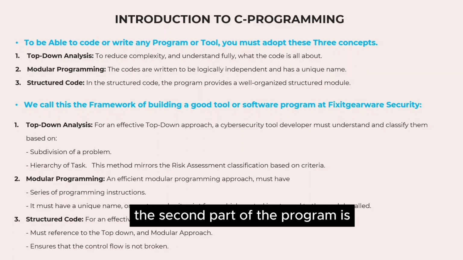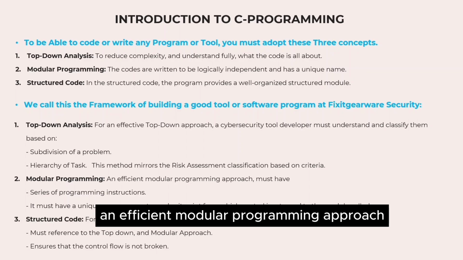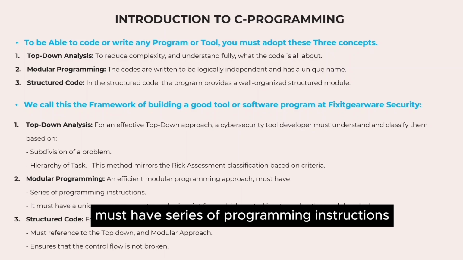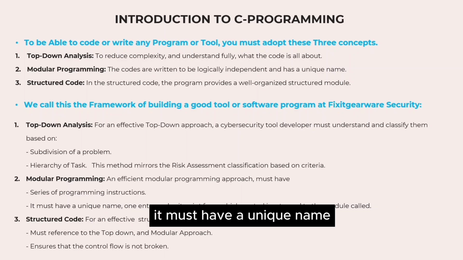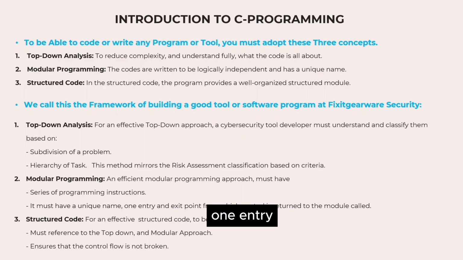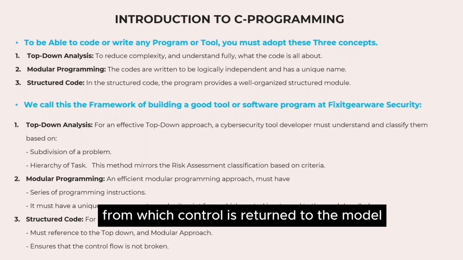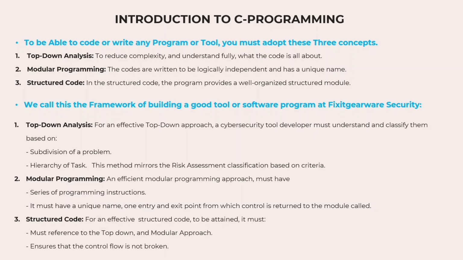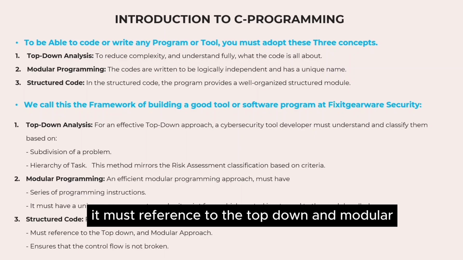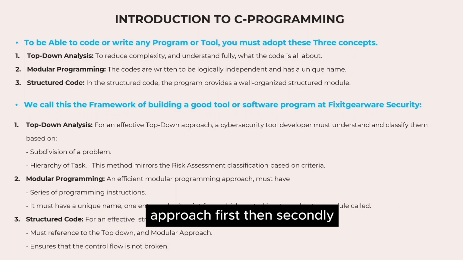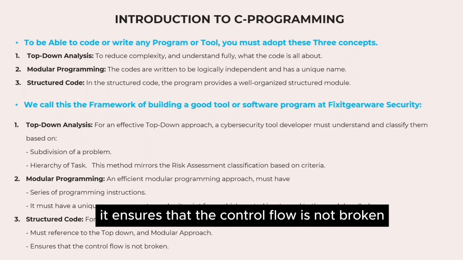The second part of the program is modular programming. An efficient modular programming approach must have a series of programming instructions. It must have a unique name, one entry, and an exit point from which control is returned to the model. For effective structured code to be attained, it must reference the top-down and modular approach first. Then secondly, it ensures that the control flow is not broken.